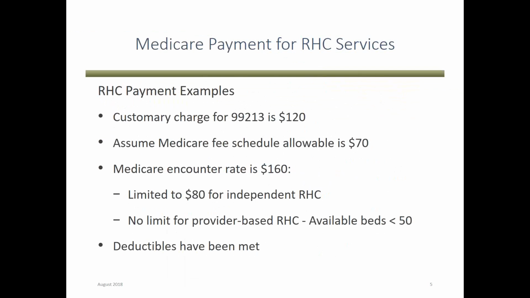Payment examples. Customary charge for a 99213, say, is $120. Medicare allowable is $70. Okay? The Medicare encounter rate is $160. Okay? This $160 is limited to $80 for independent RHCs. And there is no limit for provider-based less than 50 beds. So we're going to assume that deductibles have been met.